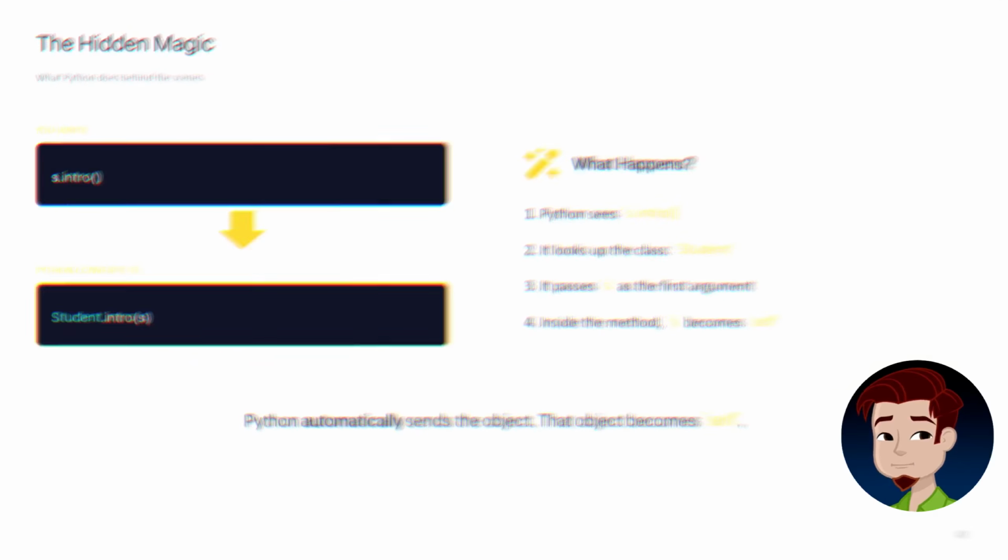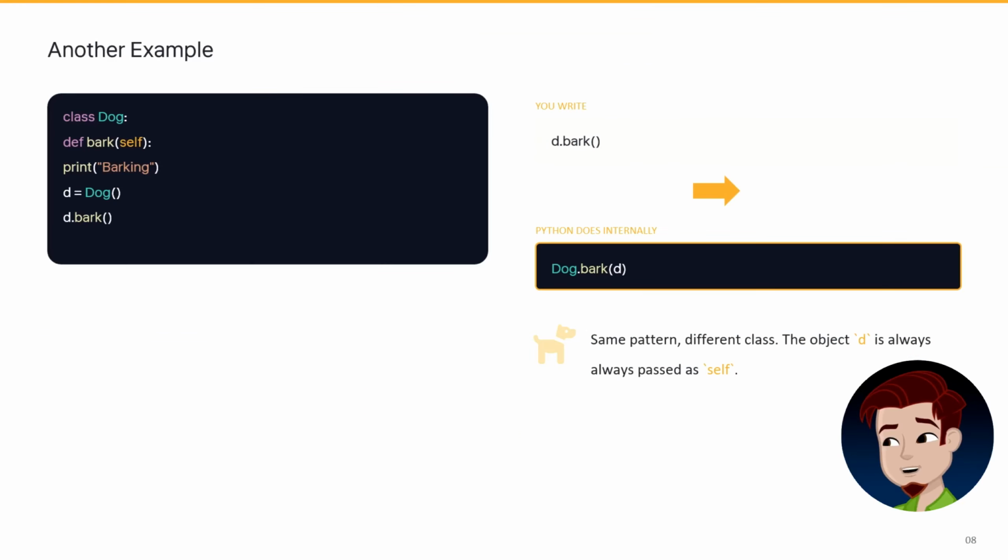Here's another quick example. Class Dog, def bark(self), print barking. Now d = Dog(), d.bark(). Internally becomes Dog.bark(d). Again, Python automatically sends the object.